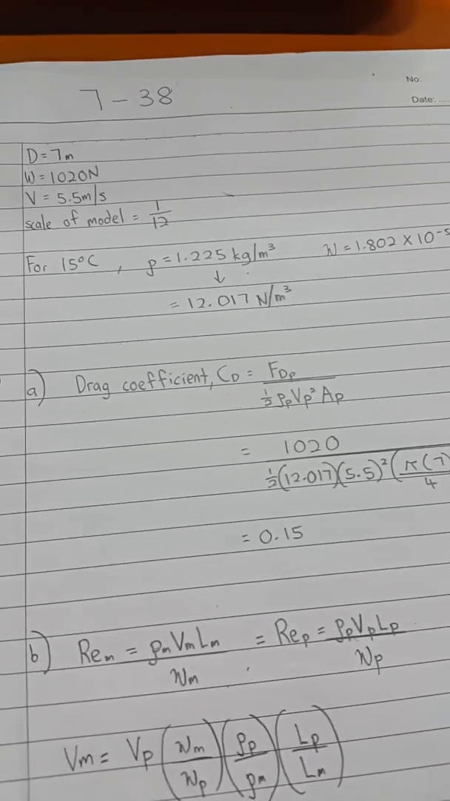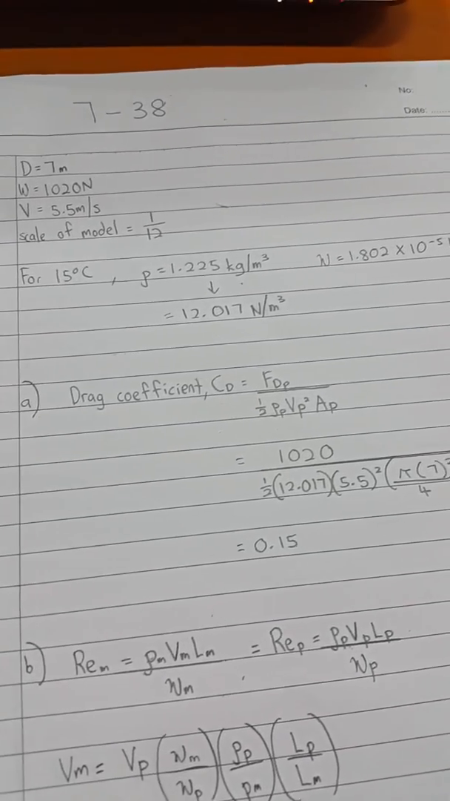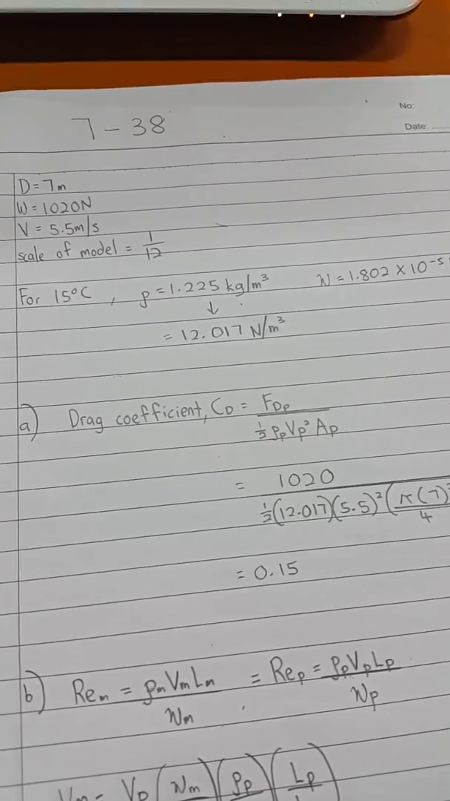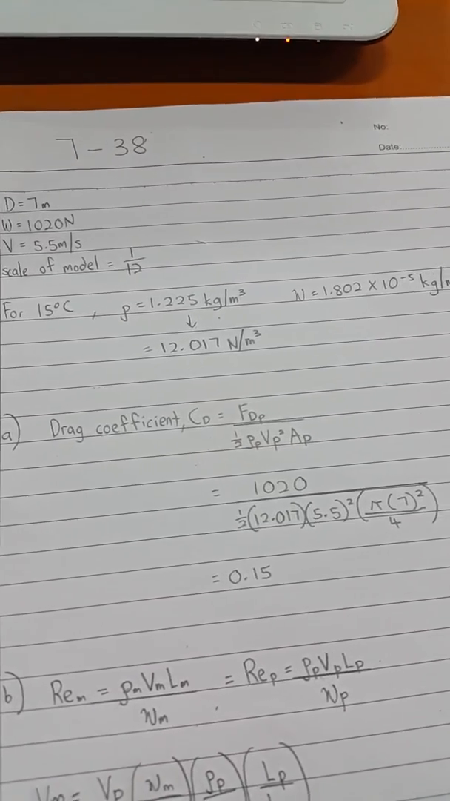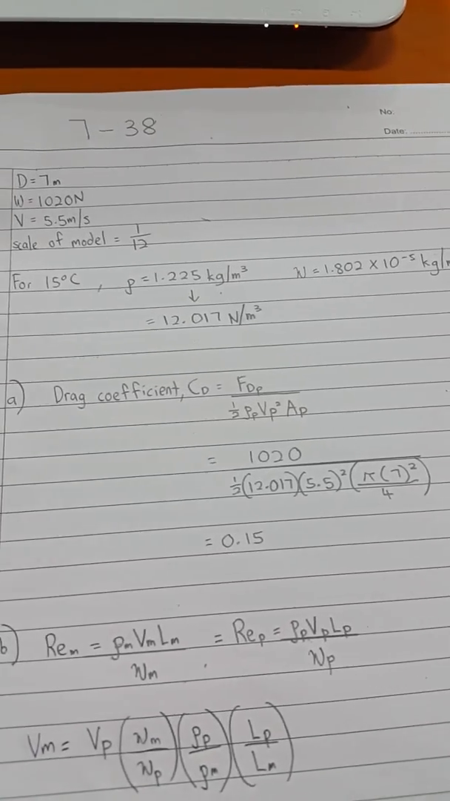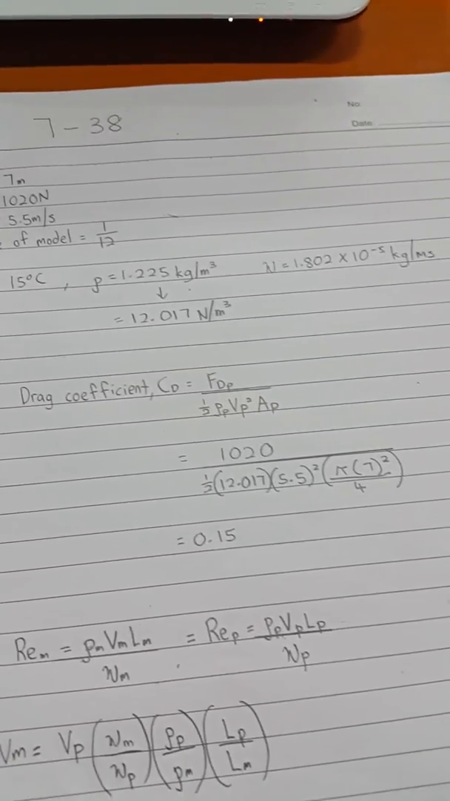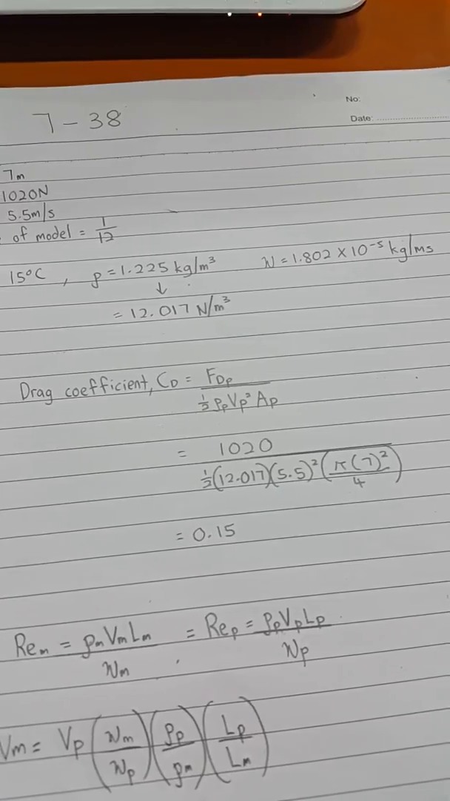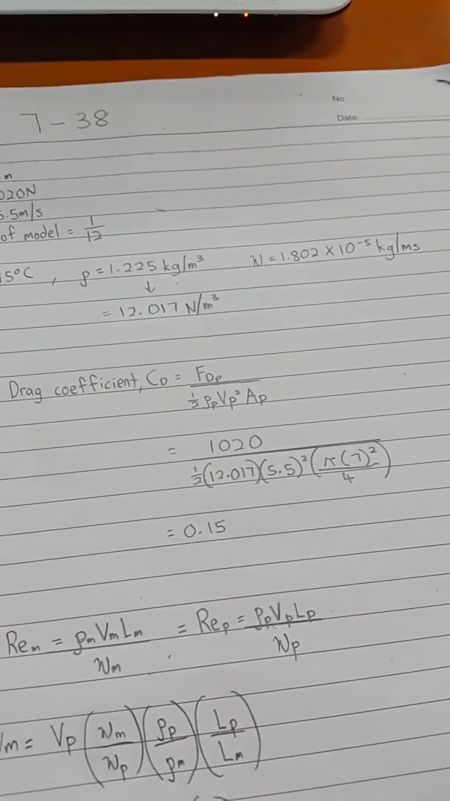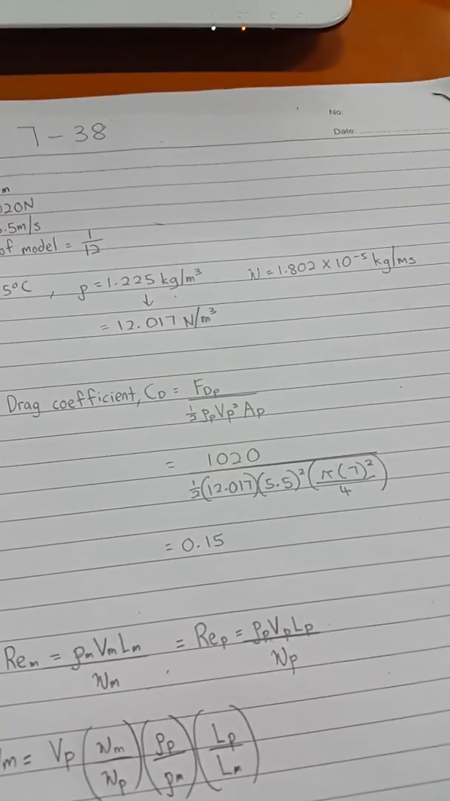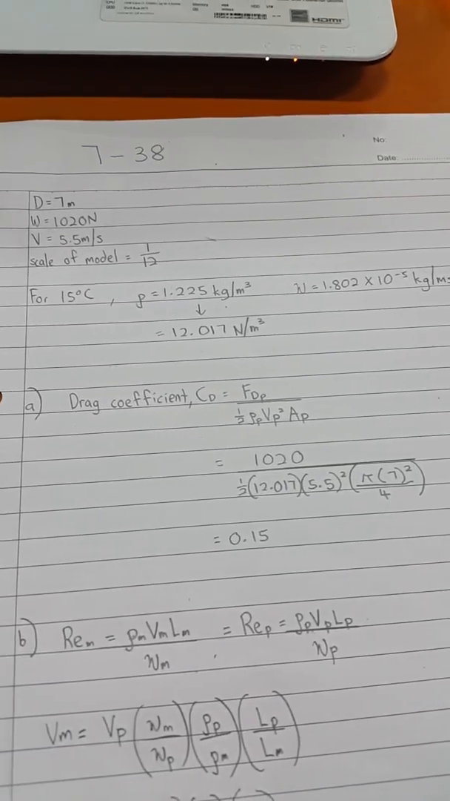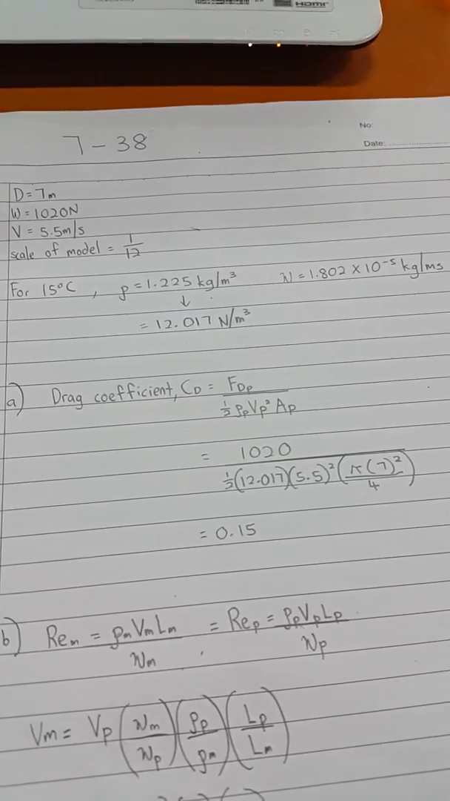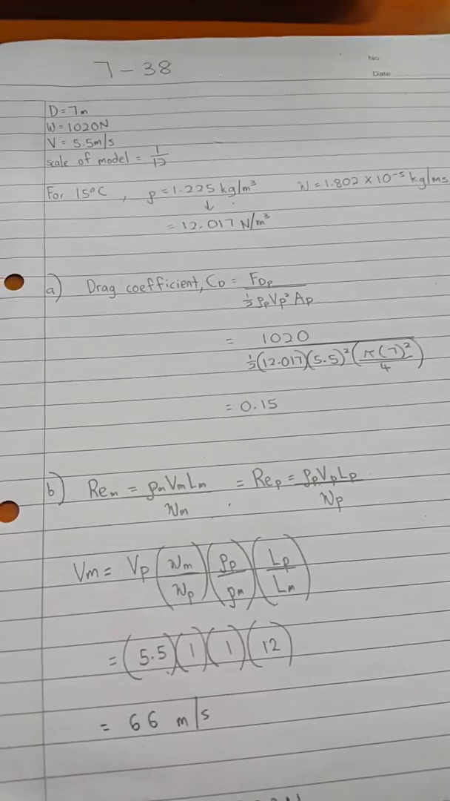So the formula for the drag coefficient is CD equals FD over 1/2 rho V squared times area. When we substitute the values, we have 1020 over 1/2 times 12.017 times 5.5 squared, and to calculate the area we use pi d squared over 4. So we get a drag coefficient equal to 0.15.